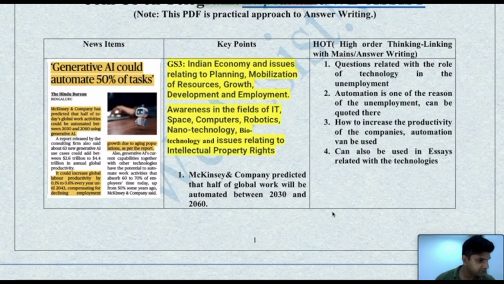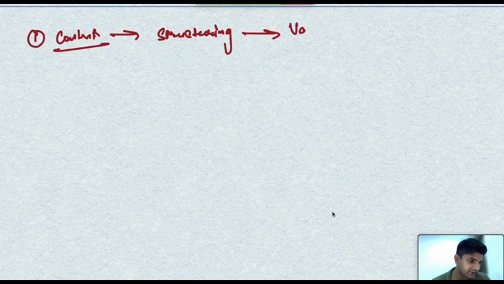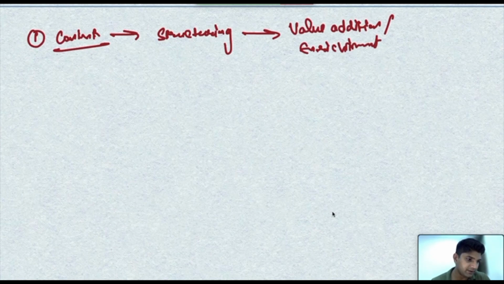In the last video we saw the answer writing part. In that we saw a process: the first step is about your content. Second step was the structuring. Structuring means writing as per the demand of the question. And the third step was value addition, or say enrichment. Enrichment, and here you get the model answer. Model answer means a good answer.